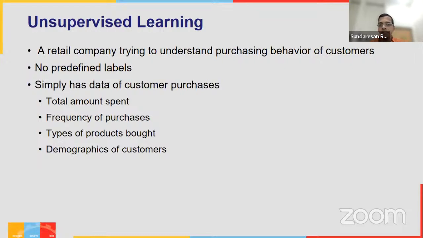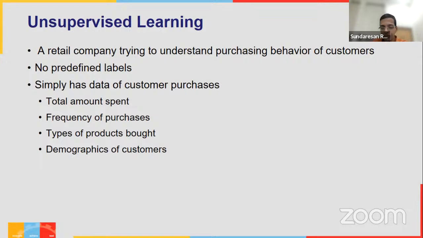Suppose there is a retail company that is trying to understand the purchasing behaviors of its customers. And obviously there are no predefined labels, but the company simply has 4 types of data. One is the total amount spent, the frequency of purchases of the customer, the types of the products bought, and the demographics of the customers. These are the only information. We don't have any labels regarding a high spender, etc.